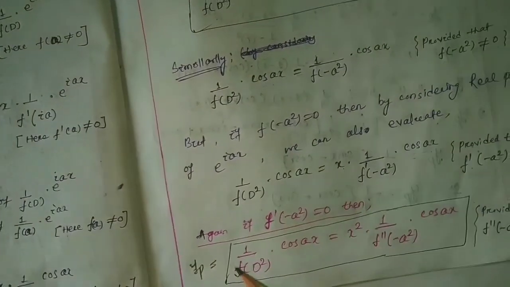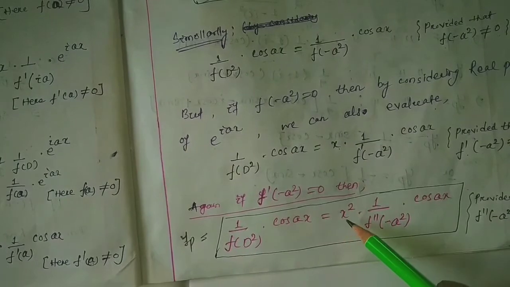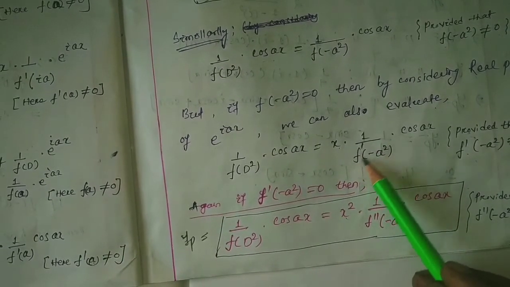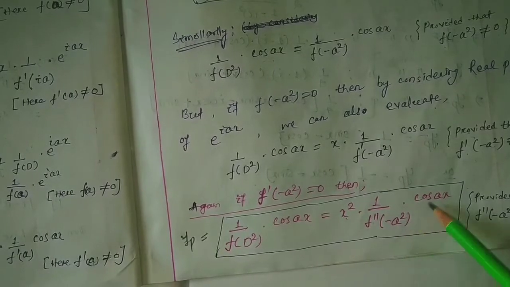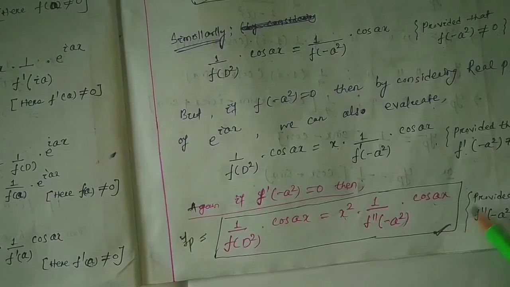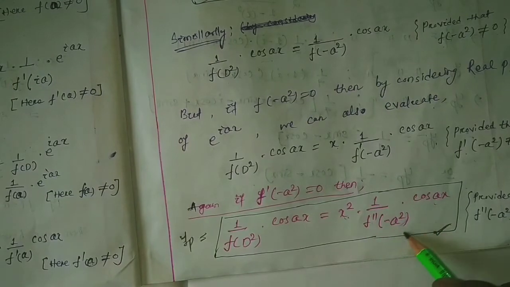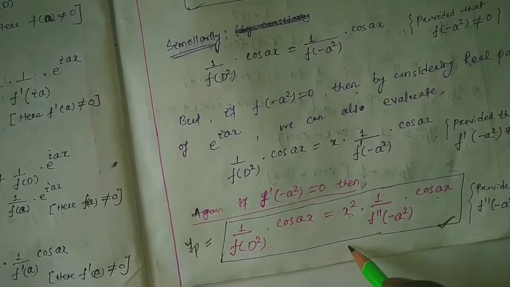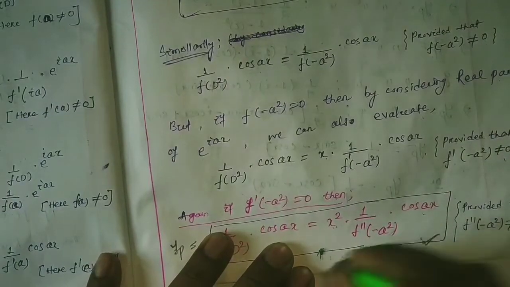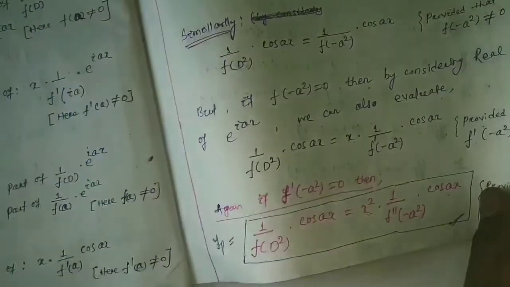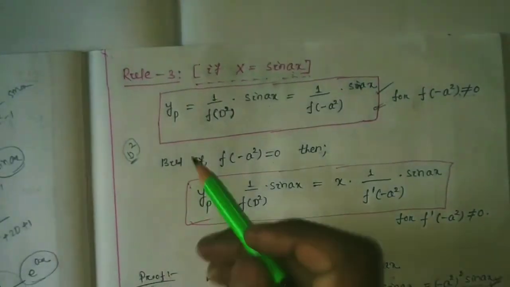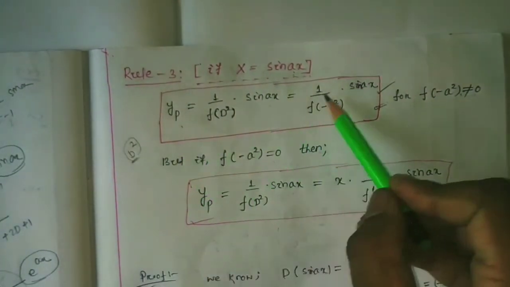So 1 by f d square cos ax will be x square. Again, x is going to be multiplied, and f dash is going to be differentiated again. So f double dash minus a square cos ax will be the answer, provided that this is not 0. If 0, then again we multiply by x and consider another derivative. It will be x cube into 1 by f triple dash minus a square cos x, like that. So here we proved that if capital X is either sin x or cos x, then the particular integral will be 1 by f of minus a square.